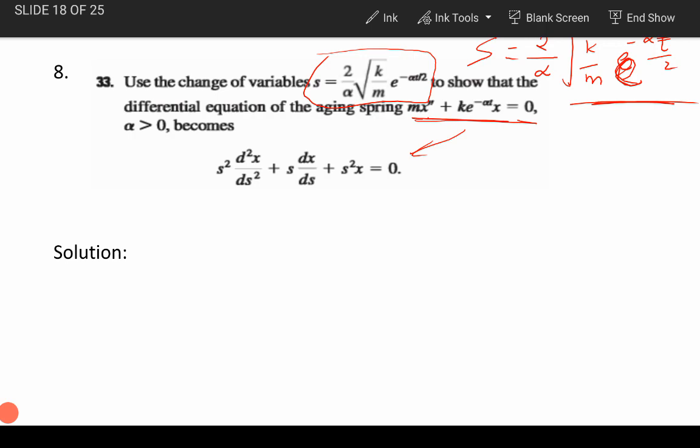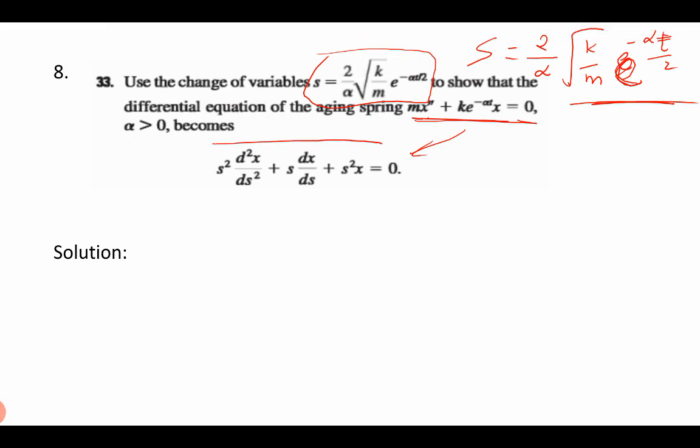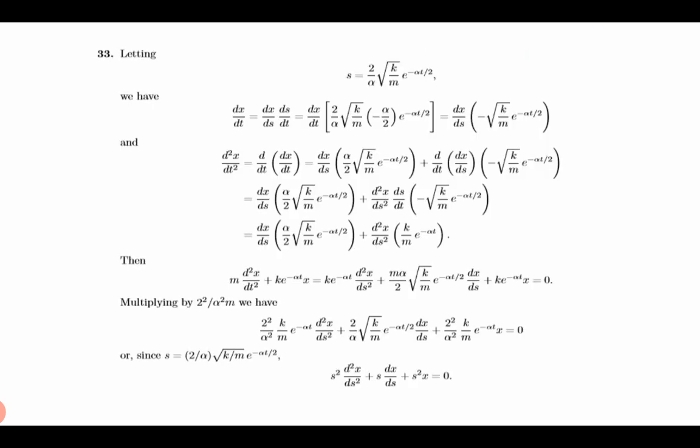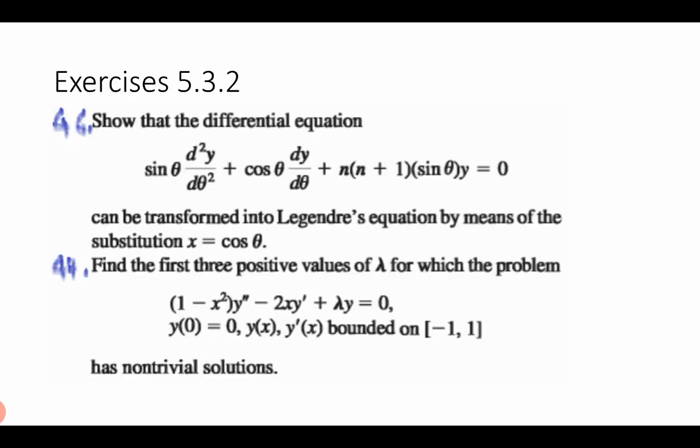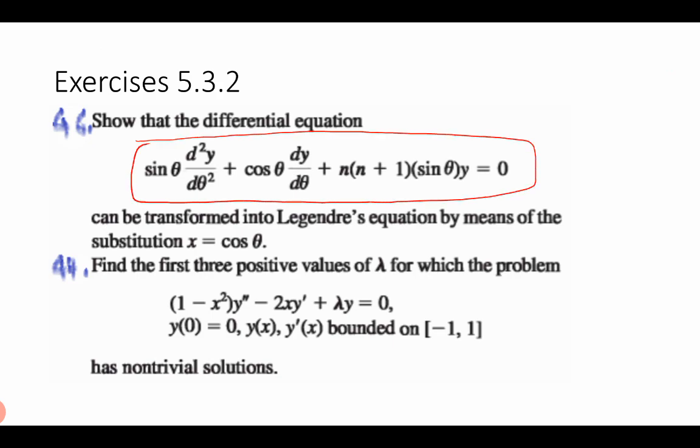Now let's go to this problem. This has been proved. Now Legendre's differential equation. There are two equations. We are asked to find this one. We have to show that this differential equation can be transformed into Legendre's equation. You know the Legendre's equation: we have to convert this one to this form, 1 minus x square into y double prime minus 2xy prime plus n into n plus 1 times y equal to 0, by choosing x is equal to cosine theta.